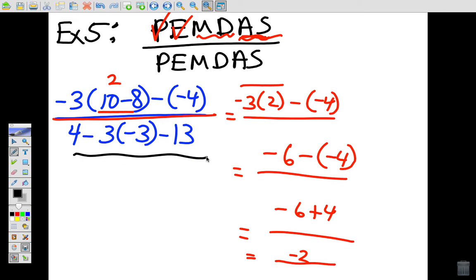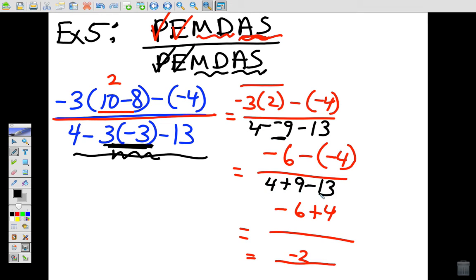Any parentheses? No. None that have work to be done in them. Any exponents? No. Is there any multiplication and division? Answer is yes, right here. So you have 4 minus, what's 3 times a -3? So that's 4 minus a -9 minus 13. Now, do you have any addition and subtraction? Answer is yes. So let's see, minus 9 means 4 plus 9 minus 13.